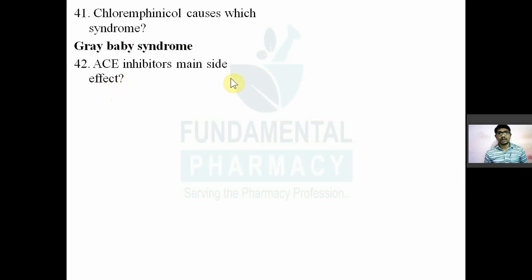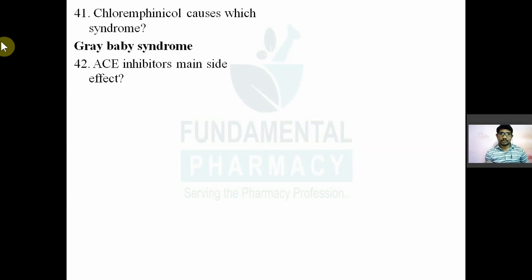Now second question, that is question number 42. ACE inhibitors main side effect. What is the main side effect of angiotensin converting enzyme inhibitors? Basically you should know ACE inhibitors are drugs used in the treatment of hypertension. They inhibit the formation of angiotensin II. What is ACE? You should know, angiotensin converting enzyme. It is a proteolytic enzyme responsible for the metabolism of different proteins, like bradykinin, etc. This enzyme is inhibited by ACE inhibitors like enalapril, fosinopril, lisinopril, ramipril, perindopril, etc.